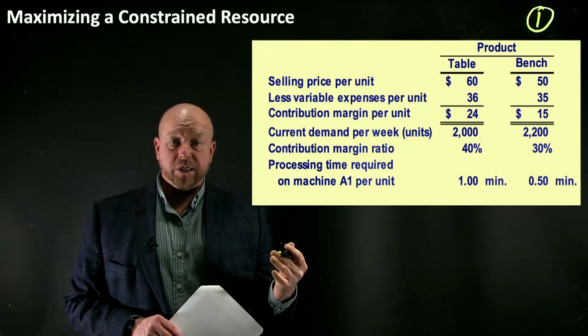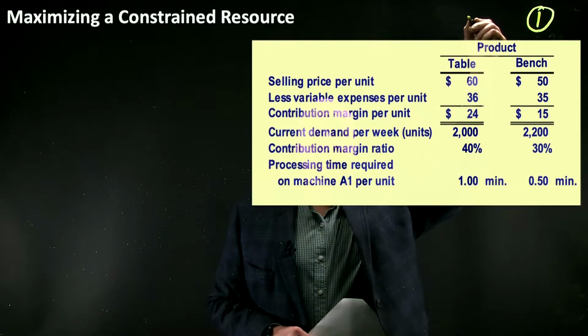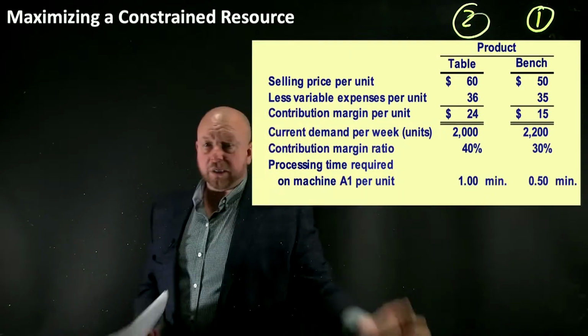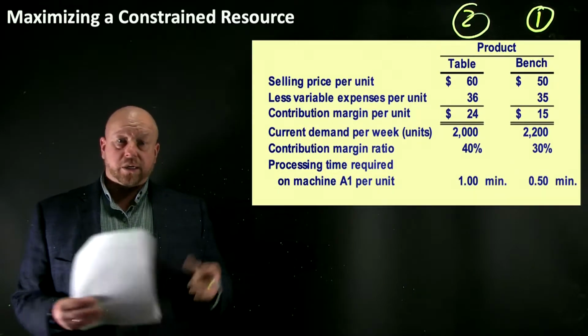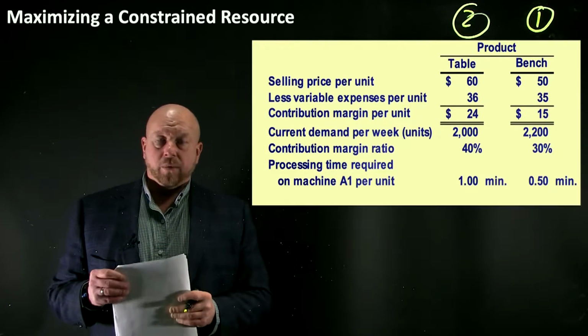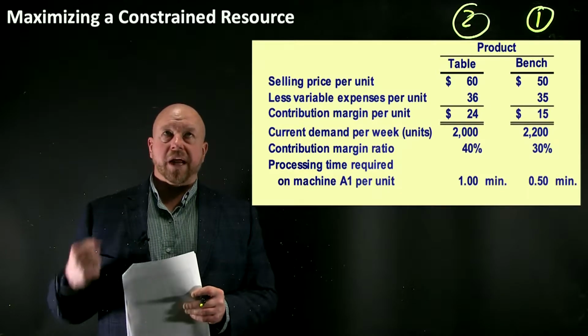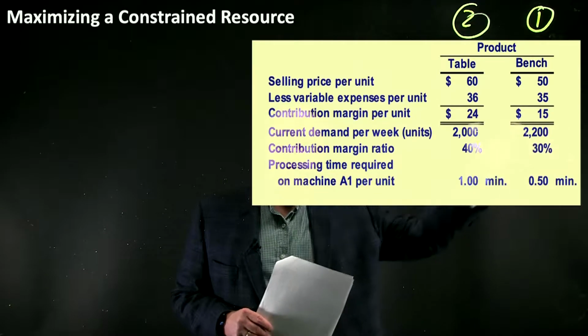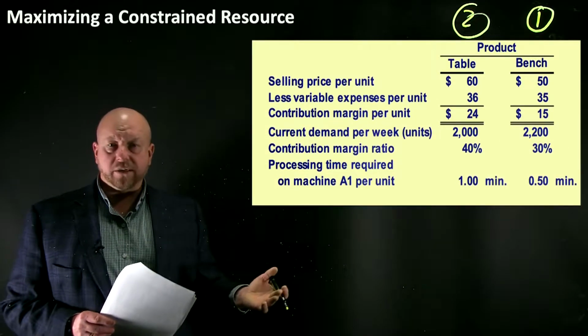So the quantitative analysis suggested that we should make benches first because they generate a higher contribution margin for every minute of machine time. And then we should let the tables have the leftover machine time. Simply because machine time is precious. It's a constrained resource. We can't get enough machine time to make everything that we want to. So we focus on the more lucrative option first, the benches, and then we move on to the tables.